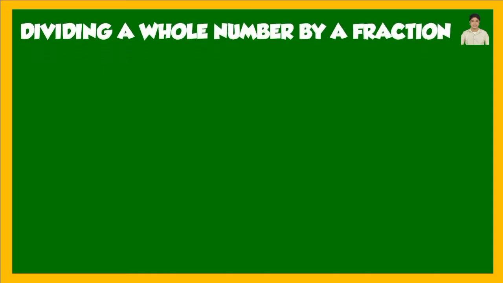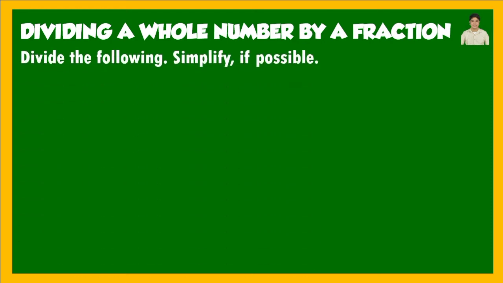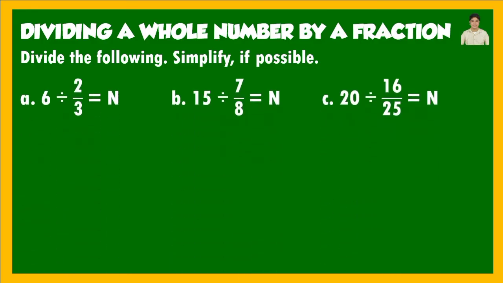Next, dividing a whole number by a fraction. Okay. So how do we divide a whole number by a fraction? So I will be discussing it. So let's have letter A. So 6 divided by 2/3 is equal to n. So, ang gagawin po natin sa mga whole numbers, lalagyan po natin sila ng denominator na 1. So, parang dun sa multiplication of fractions. Kapag nagmumultiply ka ng whole number sa fraction. So, eto. Nagiging 6 over 1 divided by 2/3 is equal to n.